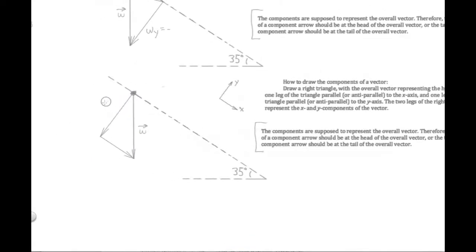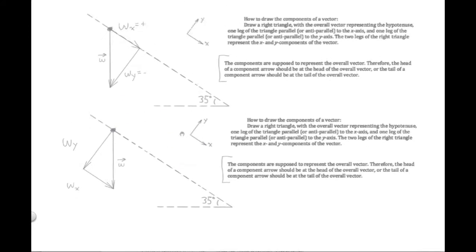Make sure you label the components. This component here will be w sub y, because this side is anti-parallel to the y-axis. And here this component should be labeled as w sub x, because this side is parallel to the x-axis. Whereas this side was anti-parallel to the y-axis. That's how we label the components.